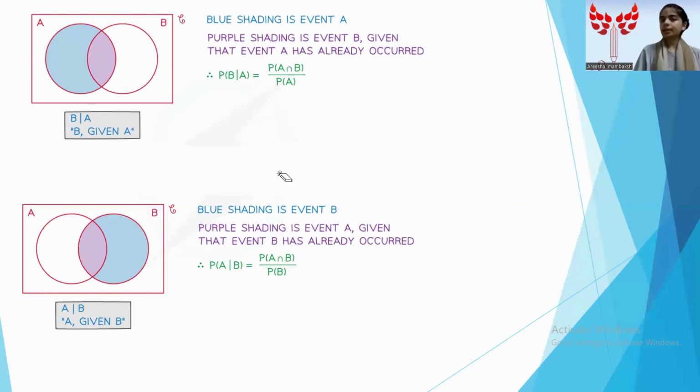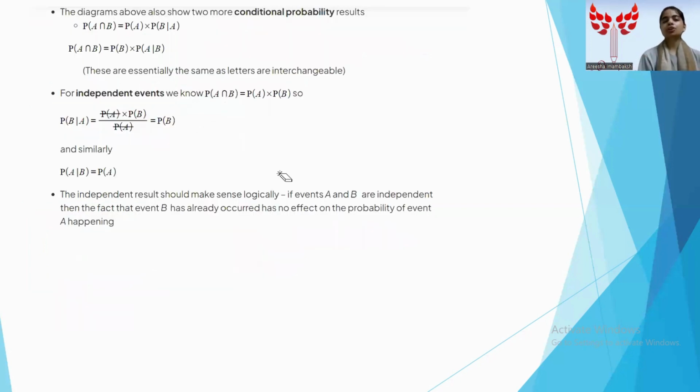Similar is the second diagram: the probability of an event A happening given that B has already happened. I won't go into the details; you can relate it. It is probability of A intersection B upon probability of B. So you can even write it this way: probability of A intersection B is equal to probability of A into probability of B given that A has happened. Now you can manipulate the formula.